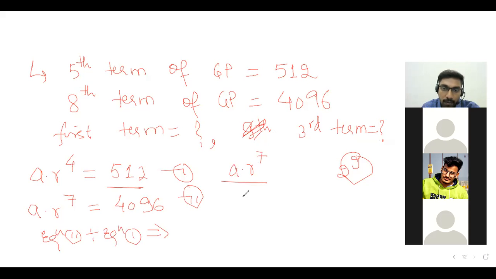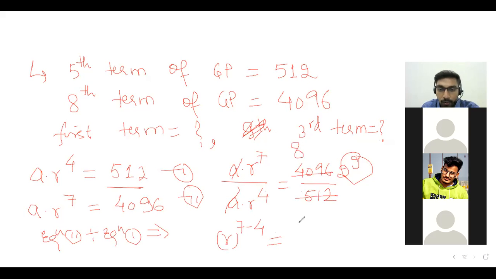A into r to the power 7 divided by a into r to the power 4 equals 4096 divided by 512. So a and a will be cancelled out, and in division the powers will be subtracted. That means r to the power 7 minus 4, and here 512 goes into 4096. Please calculate, you can divide and see. So r to the power 3 equals 2 to the power 3. Basically 8 is nothing but 2 to the power 3. So from here, r cube equals 2 cube. So what will be the value of r? Please tell me. 2. Equating the basis, okay?